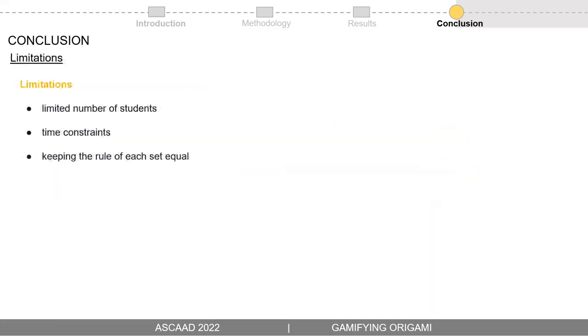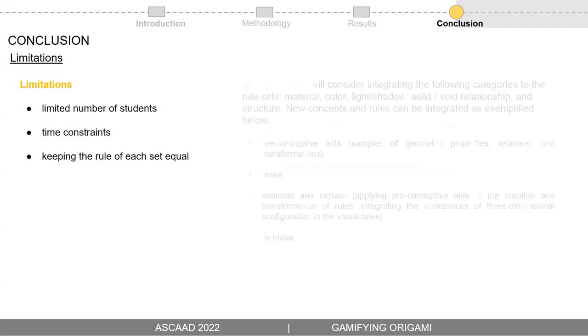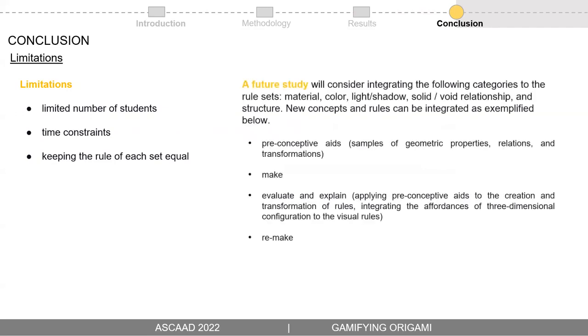The limitations of this study are the number of students and time constraints. We kept the rule of each set equal. Changing the rule can be aimed to teach a module from the basic design education. Further study will consider the integration of the categories on the screen to the rule sets.